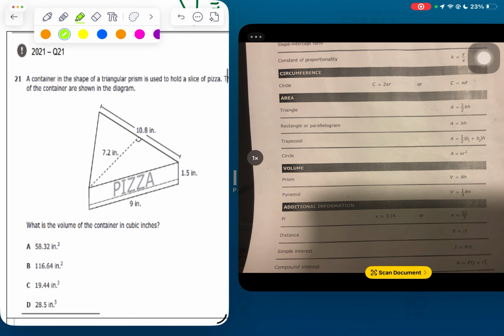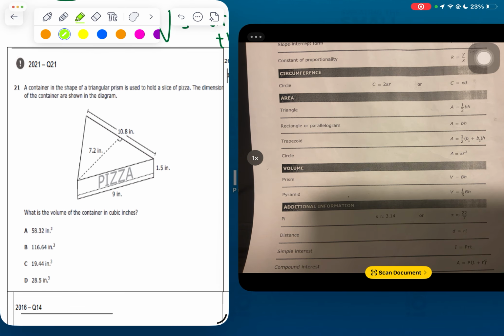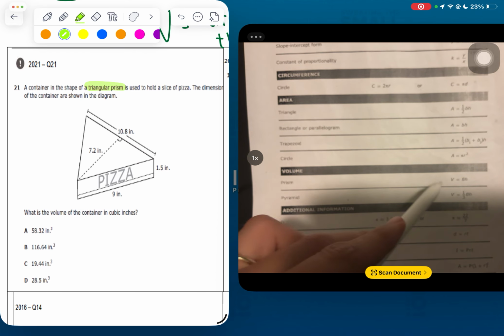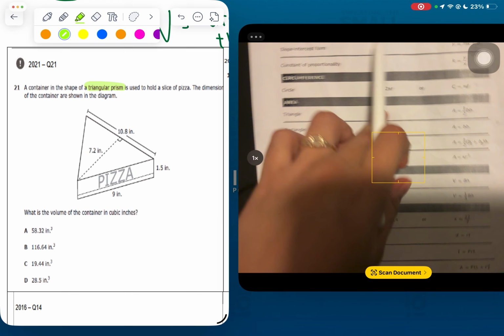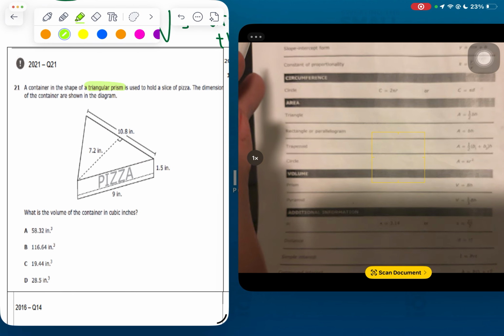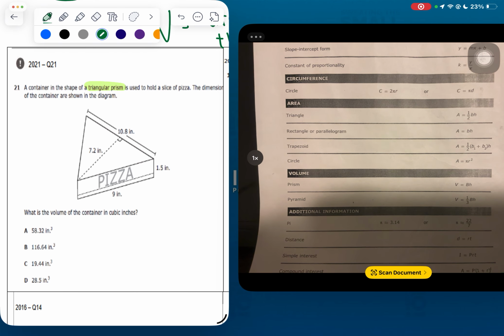Let's look at it. Number 21, a container in the shape of a triangular prism. You just have to remember, triangle gets divided by 2. So I'm going to be using this formula, pero dividiendo entre 2. So I know I need 3 numbers, still 3 numbers. I need to find the volume.